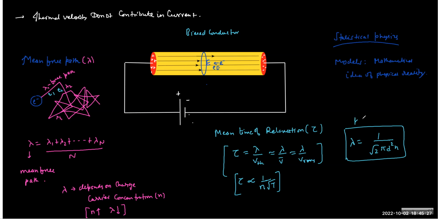This is from KTG, kinetic theory of gases. So tau is proportional to the inverse of concentration and square root of temperature. Definitely, as temperature grows, the electrons move very fast, so they make frequent collisions, and when they make frequent collisions, the mean time of relaxation will decrease. I hope this is clear to all of you.